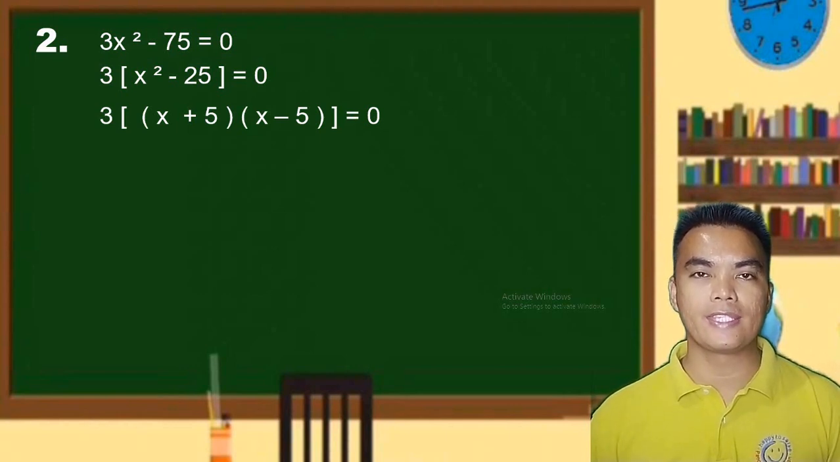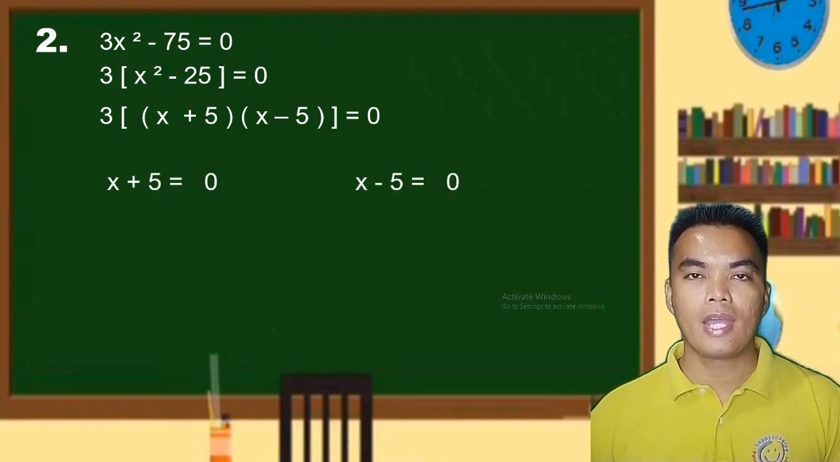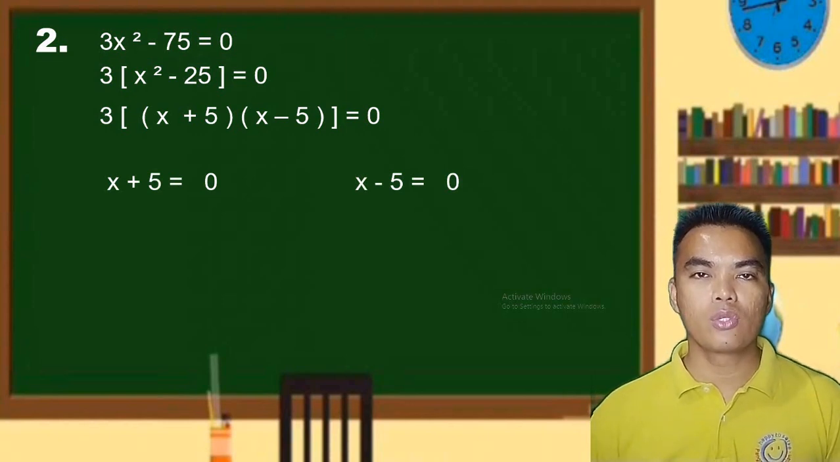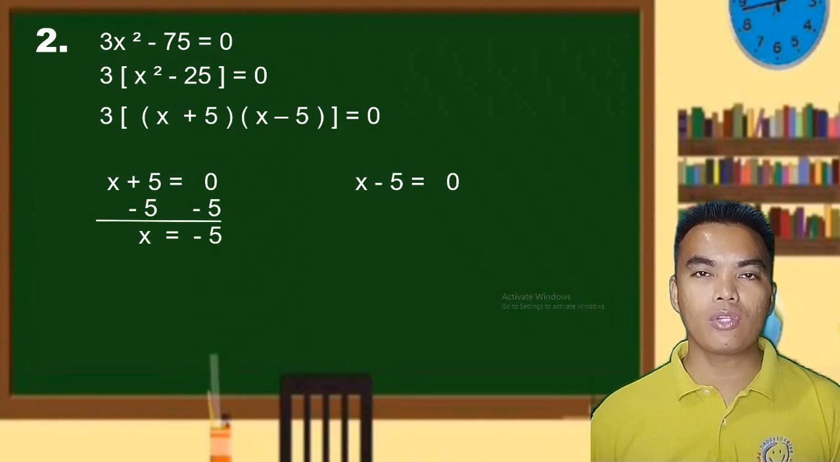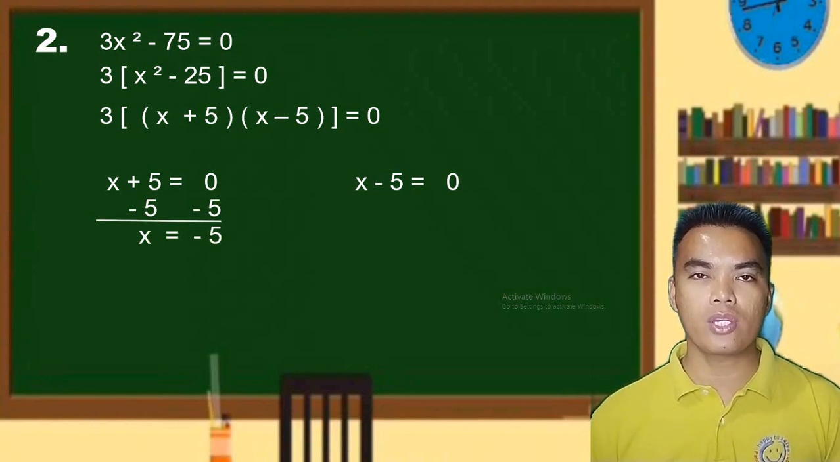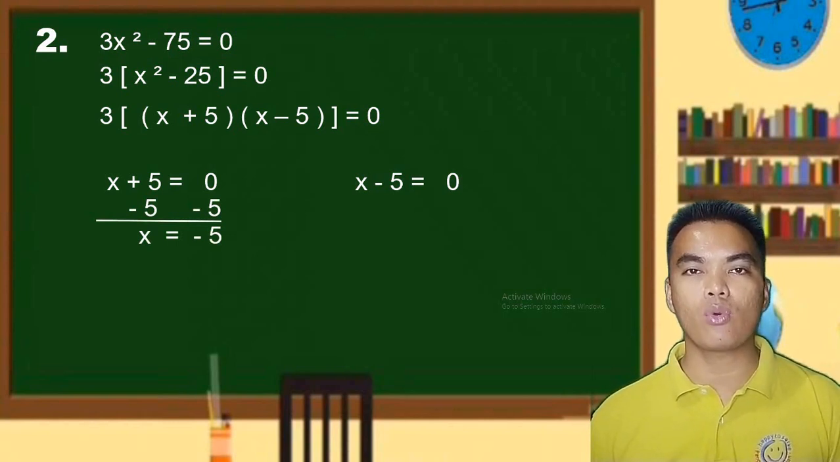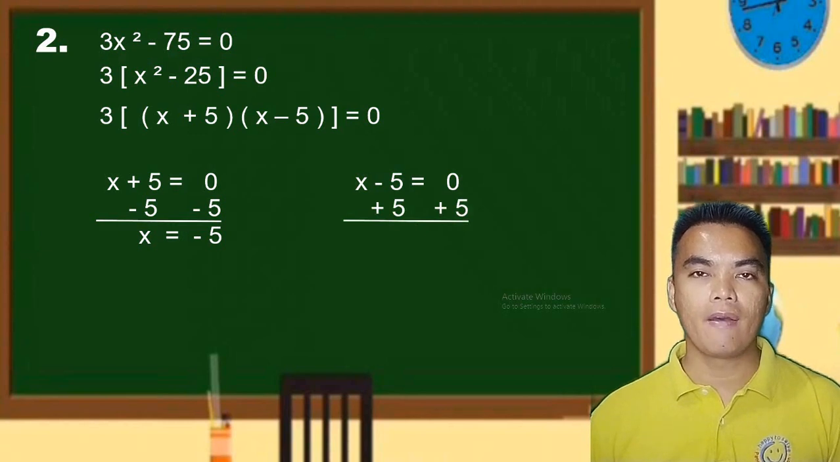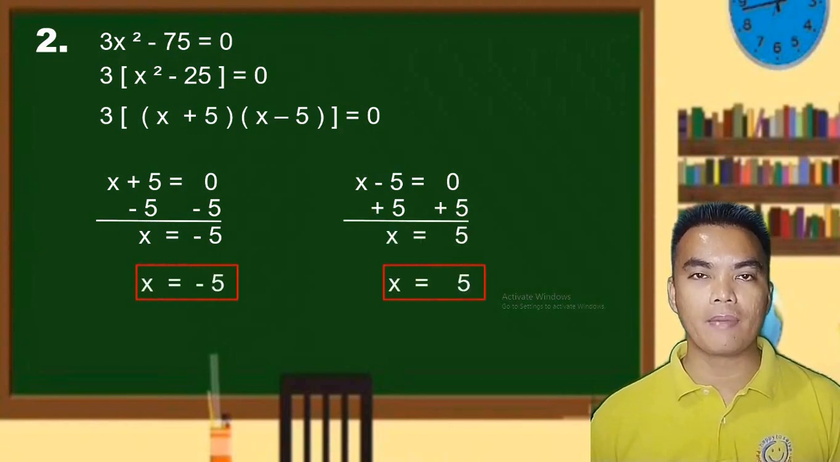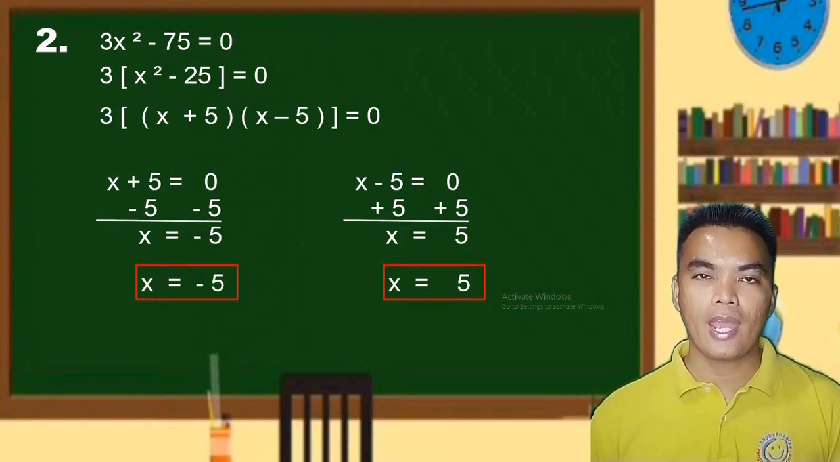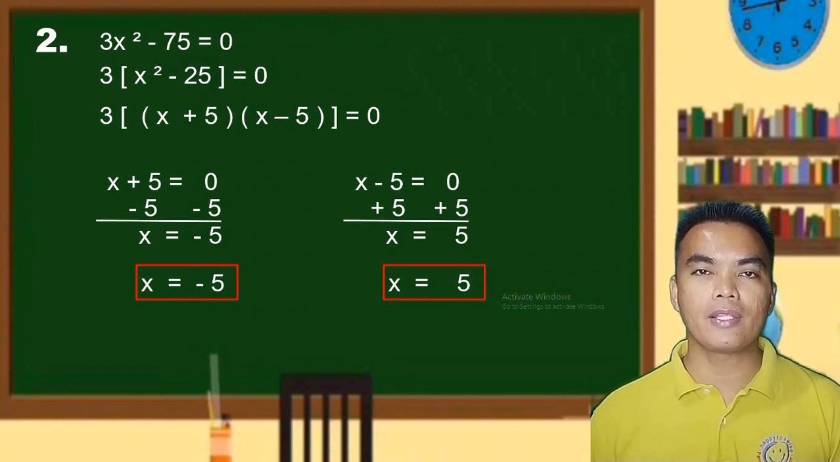So we can equate this. The first equation is x plus 5 equals 0. Subtract 5 from both sides of the equation, we have x equal to negative 5. We have the next equation, x minus 5 equals 0. We will add 5 on both sides of the equation. So we have x equal to 5. So this is the solution of our quadratic equation: x equal to negative 5 and x equal to 5. Let us have another example.